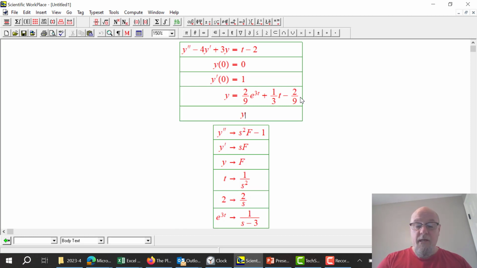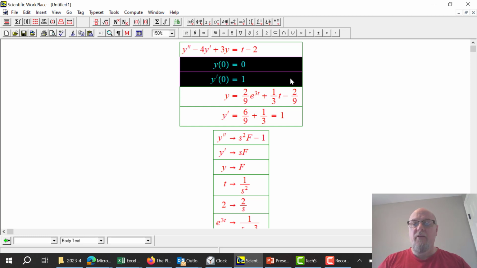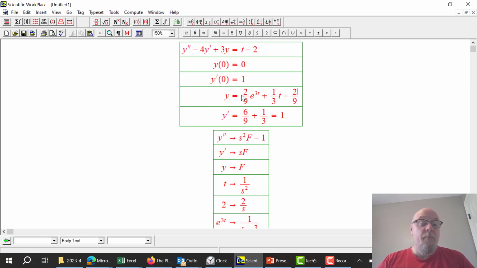If I were to differentiate this, I would get, okay, the 2/9, the 3 comes down, that becomes 6/9 e to the 3t, plus the derivative here is just going to be a third, the derivative of a third t. And that's a constant, so when I differentiate, it disappears. Now let's make t equal to 0. E to the 0 is 1. I get 6/9. Oh yeah, 6/9 is 2/3. 2/3 plus 1/3, yeah, that's 1. So both initial conditions are satisfied, and I can see the proper pieces, the homogeneous solution and the particular solution.